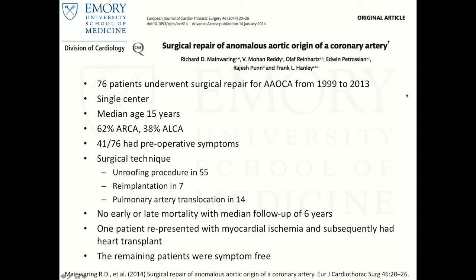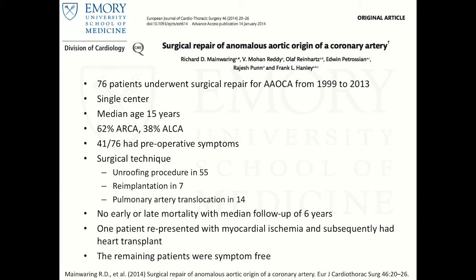Now, alternatively, there's also literature that says that operating on these patients is safe and effective. This is a study published in 2014 in the European Journal of Cardiothoracic Surgery, where the authors looked at 76 patients at a single center over about a 15-year period who underwent a surgical repair for an anomalous coronary. This was more of a pediatric population. The median age was 15. And 41 of the 76 patients had preoperative symptoms. With regards to the surgical technique, the unroofing procedure was by far the most common. It was done in 55 of the patients, with reimplantation done in 7 and pulmonary artery translocation done in 14.